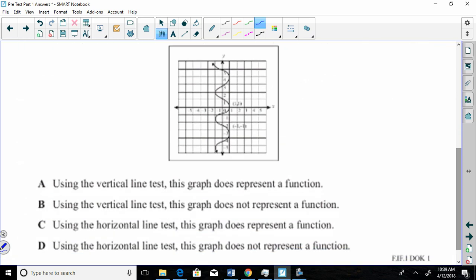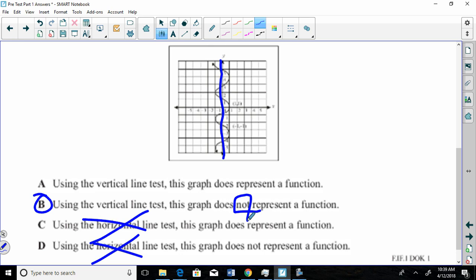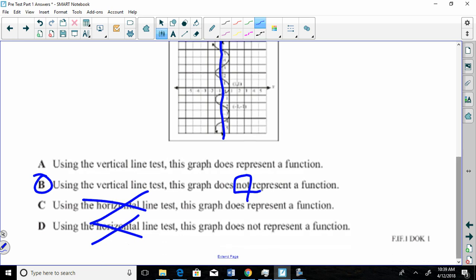How would I figure out if this is a function? Vertical line test. So which two can I cross out automatically? C and D, the ones that say horizontal line test. Then when I draw the line, does it hit more than once? Yes. So is it a function? Be careful that you read it carefully. That says not a function. They'll try to trick you, and you'll be so excited that you know the answer. So I'll give you more information.